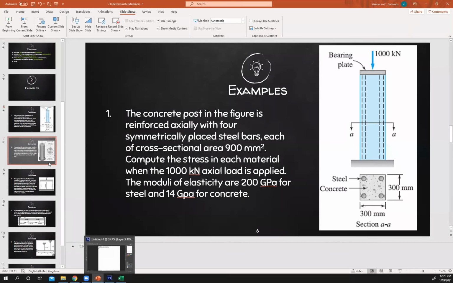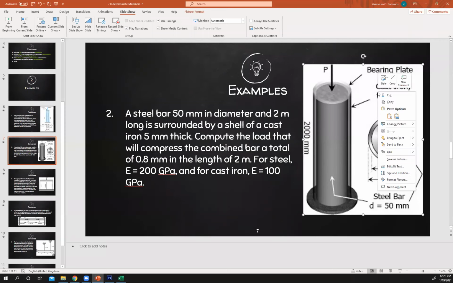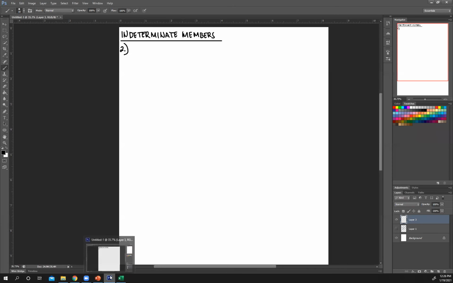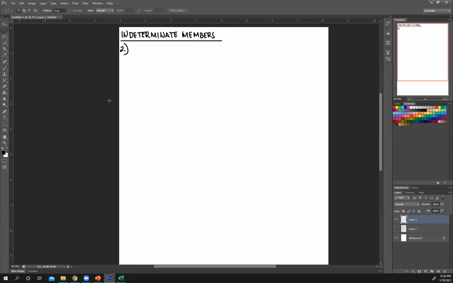Okay. Number two. A steel bar 50 millimeters in diameter and 2 meters long is surrounded by a shell of cast iron 5 millimeters thick. Compute the load that will compress the combined bar a total of 0.8 millimeters in the length of 2 meters. For steel, E is 200, and for cast iron, E is 100 GPa. So we're looking for the load that will compress your steel by the given amount. Again, let me copy this. Paste it here.